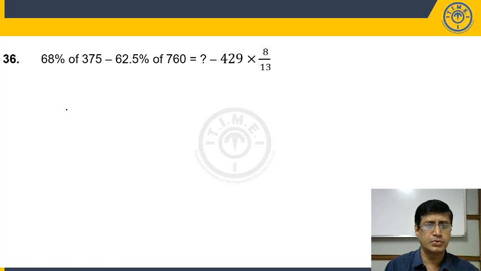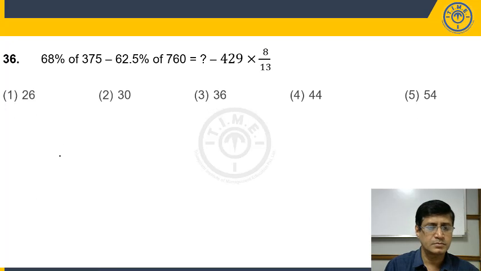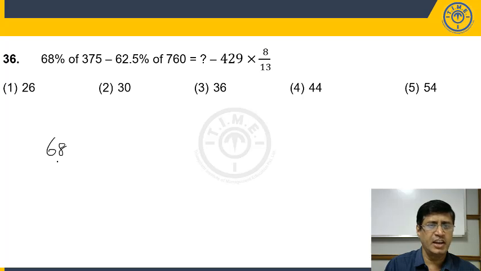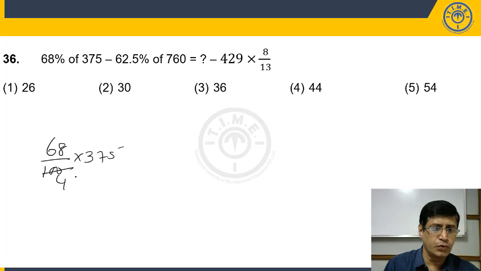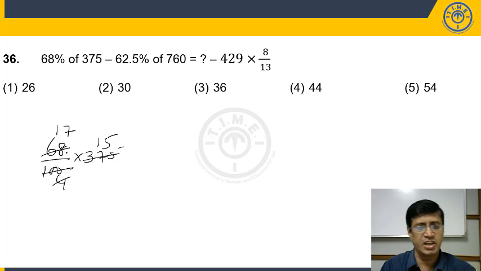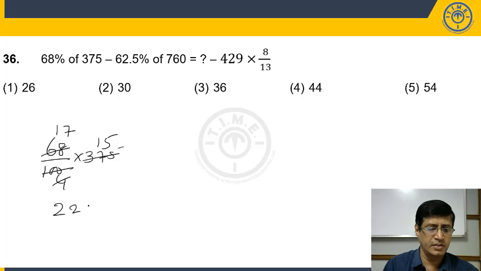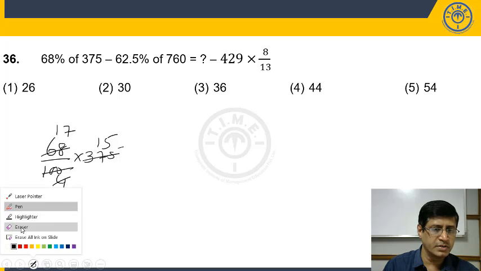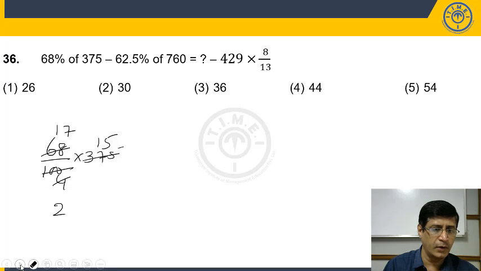68% of 375. Yes, my dear students, 68% means 70% minus 2%, you can find. Otherwise, you can simplify like this also. 25 goes 4 times and 25 goes 15 times. 4 goes 17 times in 68. The product of these two numbers is equal to 255.